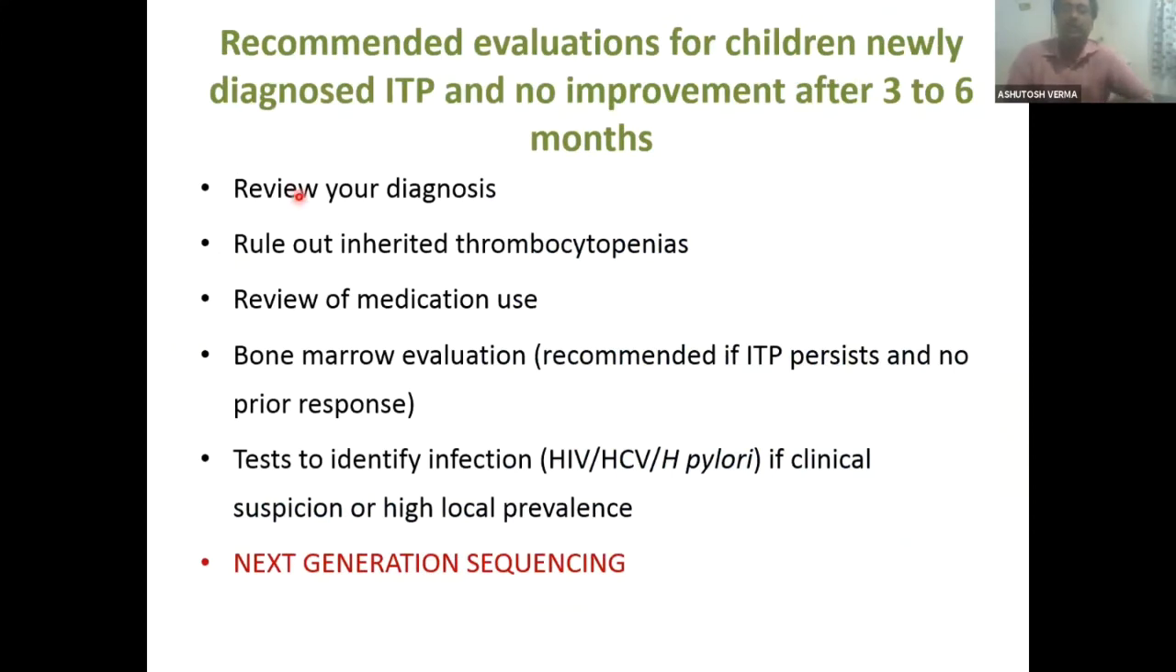So the recommended evaluation in those who are going to be persistent or chronic ITP. First, we should review our diagnosis. Second, we should rule out inherited thrombocytopenia. Third, we should review the medication, common medication sometimes like valproate can also cause thrombocytopenia, which could be missed on routine examination. Bone marrow evaluation should be done if it was not done earlier, and tests to identify infections such as HIV, H. pylori. The role of next generation sequencing, which I will discuss later.